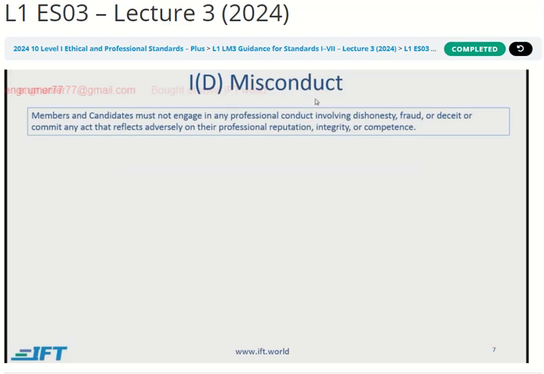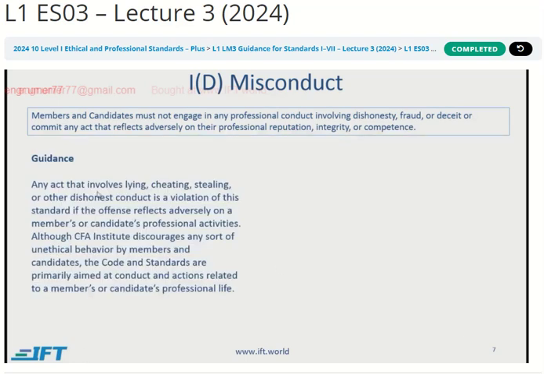Standard 1D, misconduct. Members and candidates must not engage in any professional conduct involving dishonesty, fraud, or deceit, or commit any act that reflects adversely on their professional reputation, integrity, or competence. Any act that involves lying, cheating, stealing, or other dishonest conduct is a violation of this standard if the offense reflects adversely on a member's or candidate's professional activities.